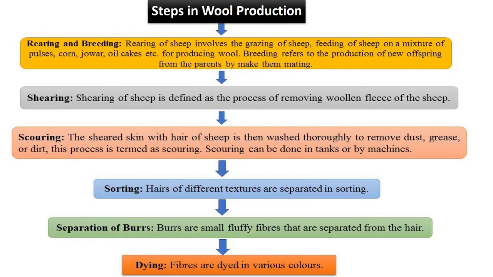After it comes sorting. Hairs of different textures are separated in sorting. Then comes separation of burrs. Burrs are small, fluffy fibers that are separated from the hair. Along with this process, the wool fibers are passed through rollers for straightening. And finally, dyeing. Fibers are dyed in various colors.